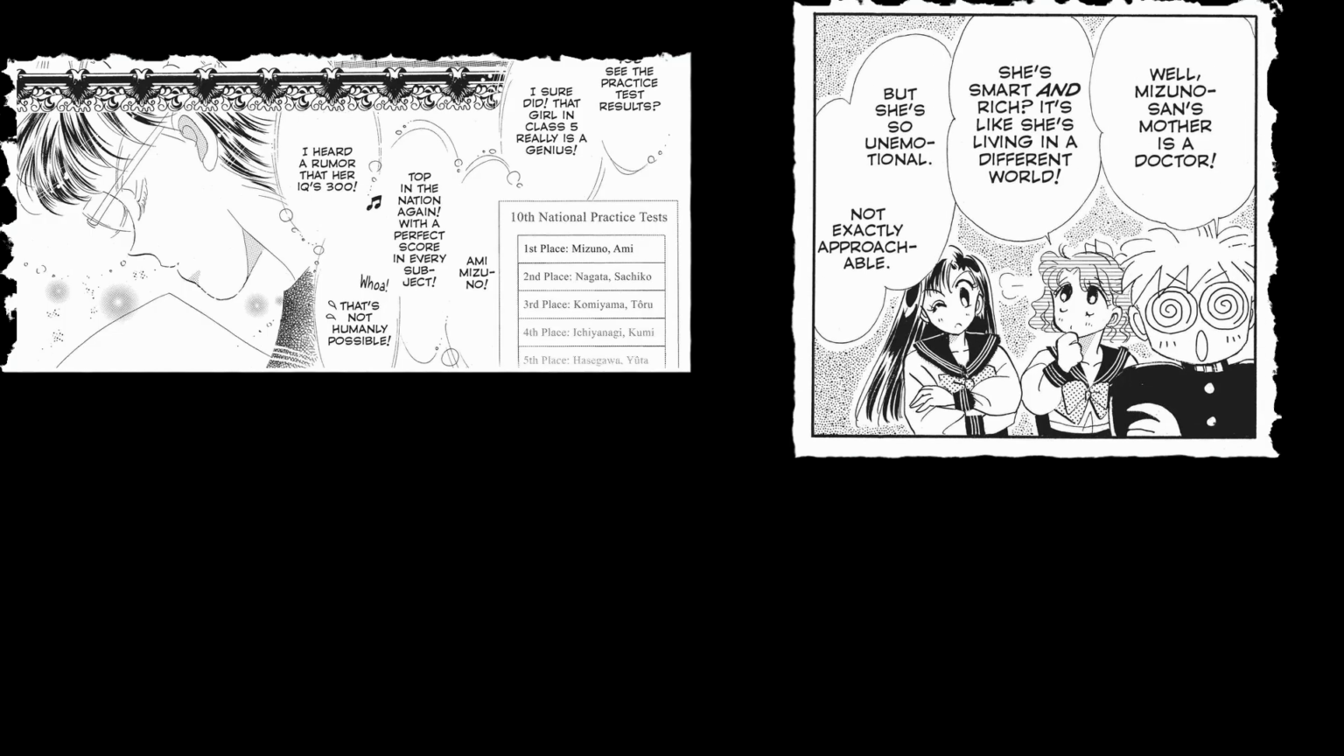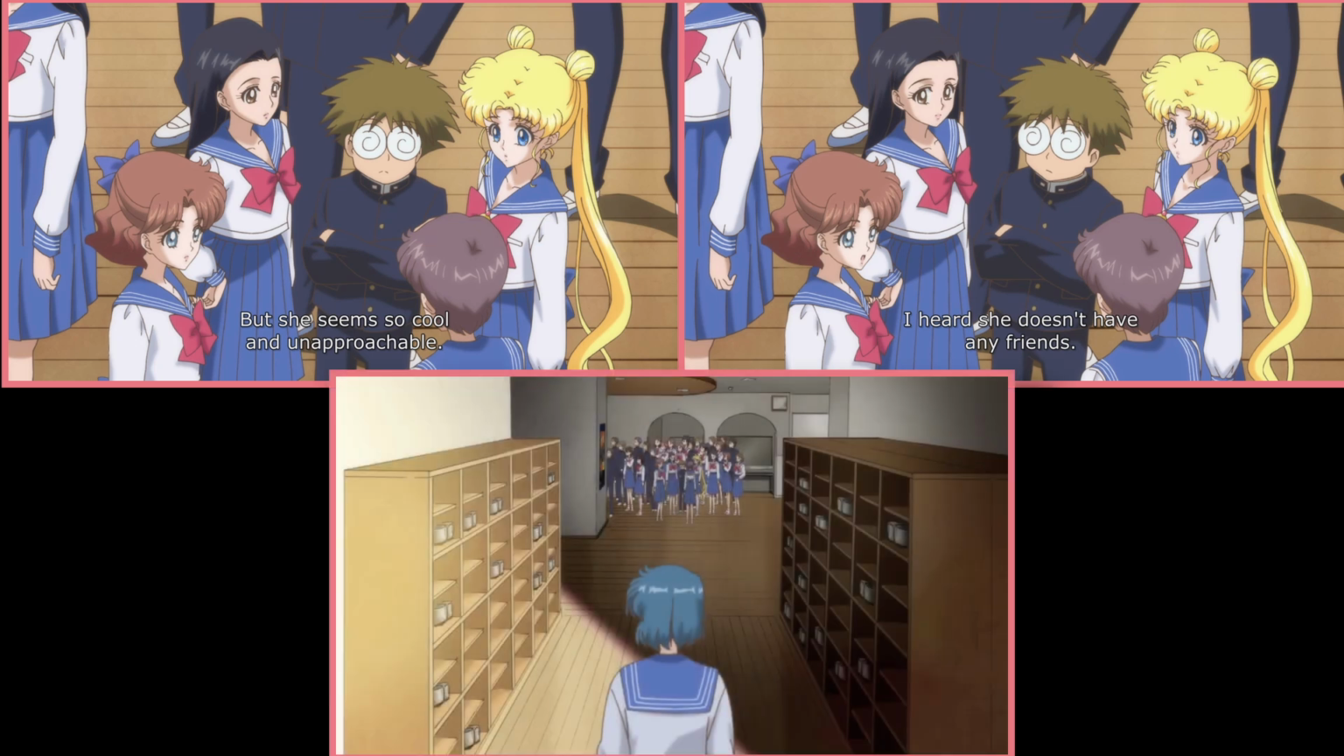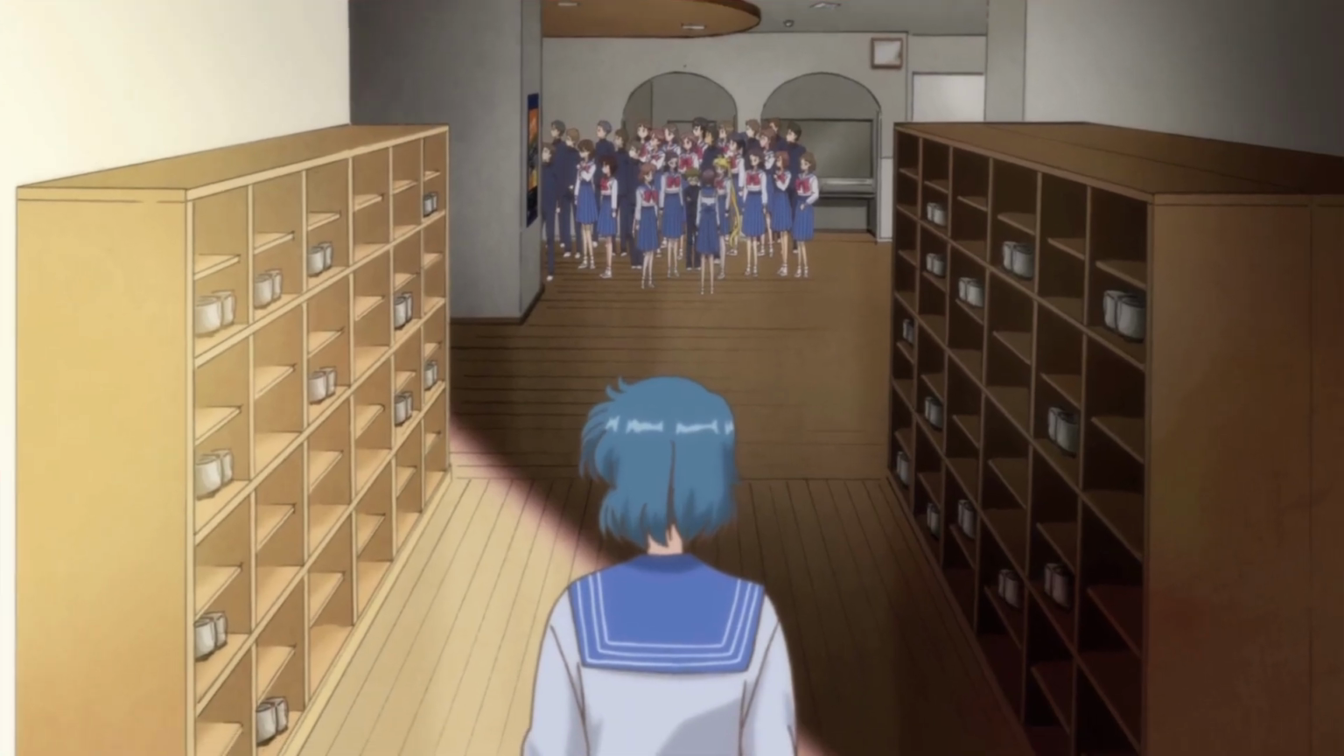When Usagi and her friends are discussing Ami's intellect and dedication to studying, it quickly descends into backbiting. In Sailor Moon Crystal, however, we see Ami witnessing the discussion, with them being in completely different lighting to her, showing the separation socially between her and them.